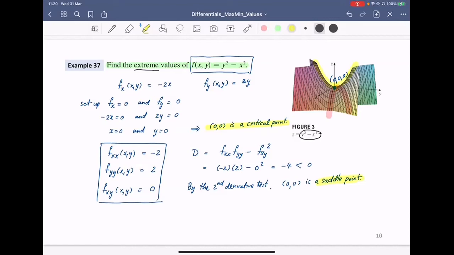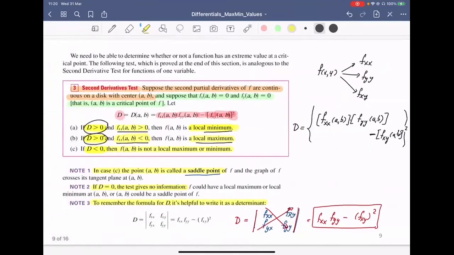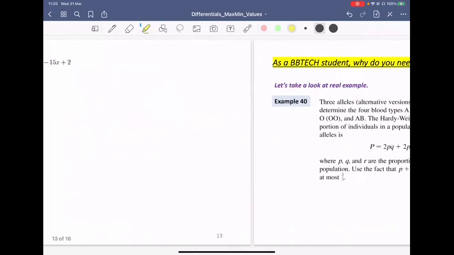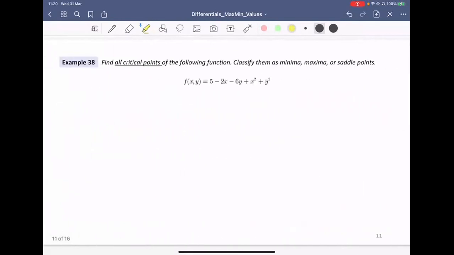All right, and that's all for the basics of the second derivative test. I think we have about 30 minutes left, so we can do two more examples, 38 and 39, and then we're going to stop the lecture. Two more and then we are good for today.